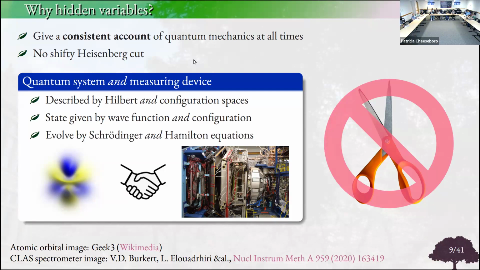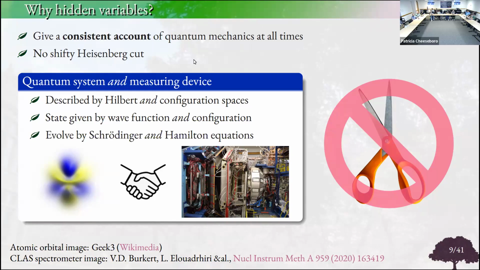The main reason why people consider hidden variables is that they want to give a consistent account of quantum mechanics as a self-contained theory at all times, even during the measurement process, so that you don't have this Heisenberg cut whose location is uncertain. The idea behind hidden variables, this might be a bit of a simplification, especially when newer ones like Barandes's interpretation come up.